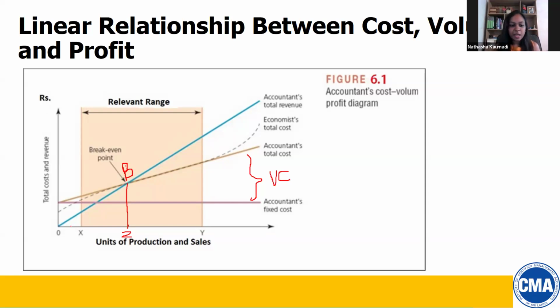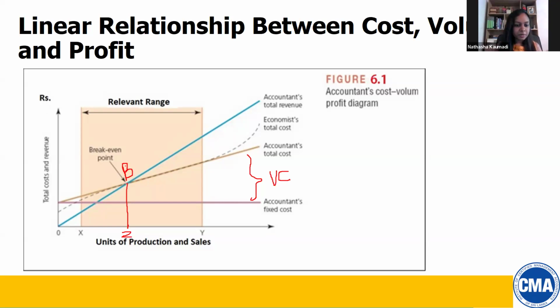How do you interpret that? How many units we need to sell to be at the break-even point? That means in order to achieve no profits and no losses, to make total revenue equal total cost, how many units you need to sell. Let's say that is 1,000 units. When you sell 1,000 units, there won't be profits, there won't be losses.